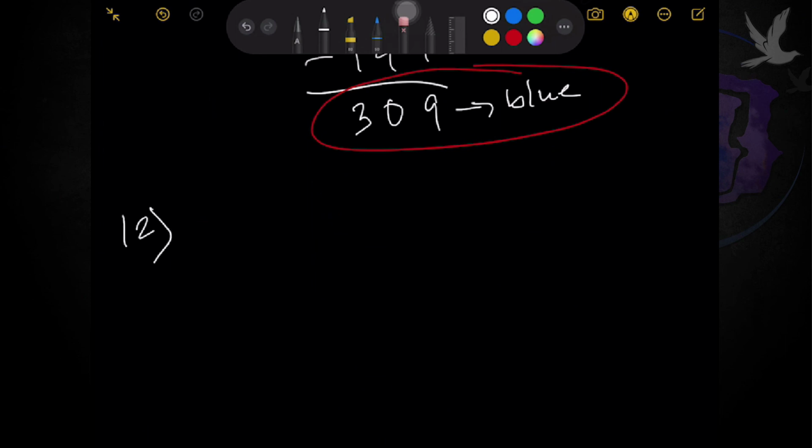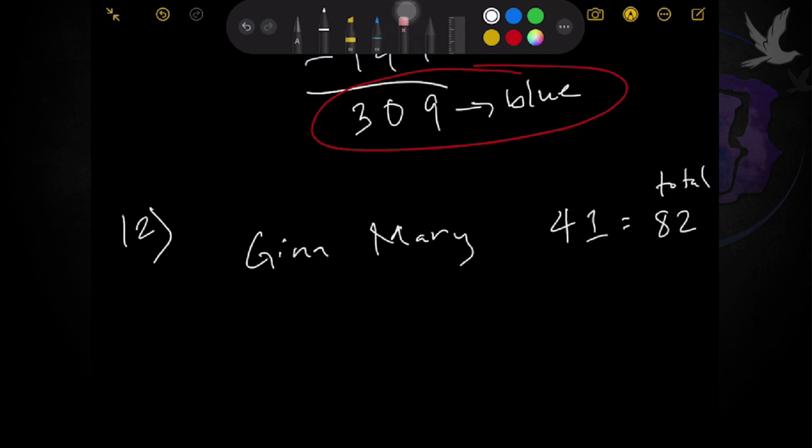So then 12, last number. Nagta-30 minutes na tayo. Gina and Mary have an average of 41 stickers. Gina and Mary, their average number of stickers daw is 41. So, ibig sabihin they have a total of 82 stickers. Okay, this is total. Teacher Mark, where did you get 82? So, 41 multiplied by 2 units given.